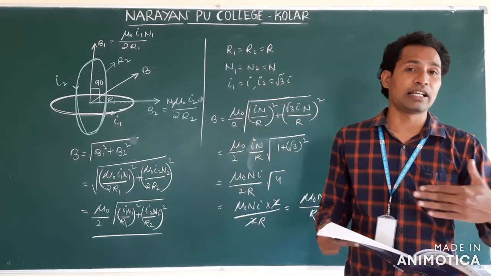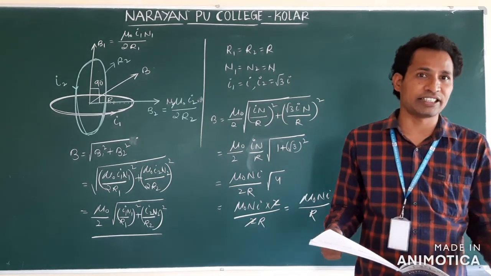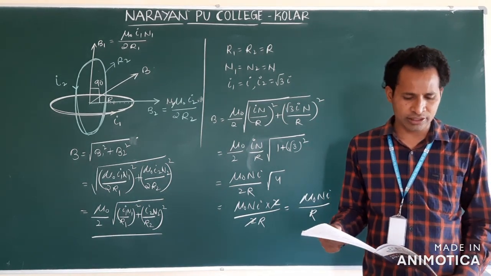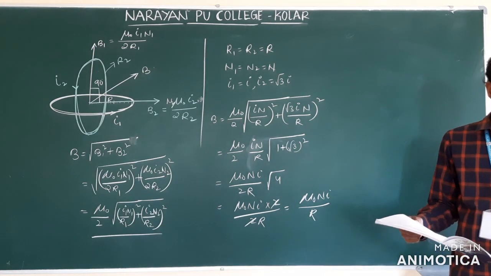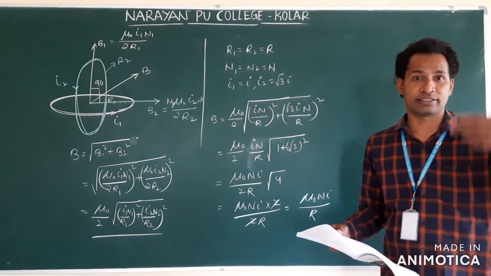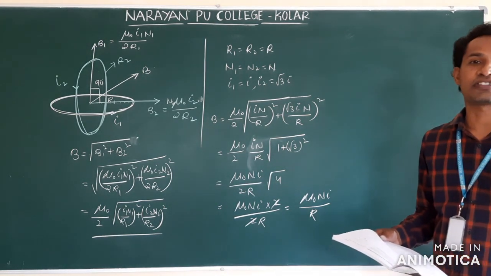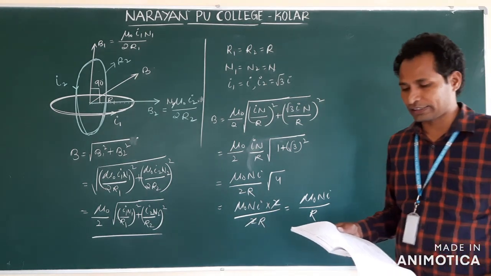A magnetic field on the axis of the current loop. They gave distance and radius. X given, R given. Substitute, you will get the answer. And the sixth one I already explained. The graph of variation of magnetic field due to a thin conductor. Clear? From the axis of the cylindrical conductor to outside of the conductor.